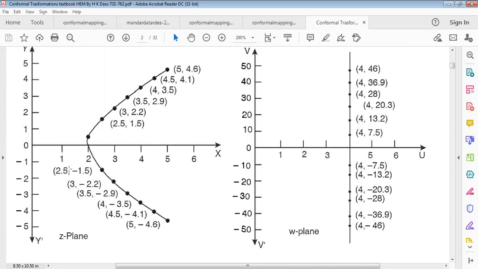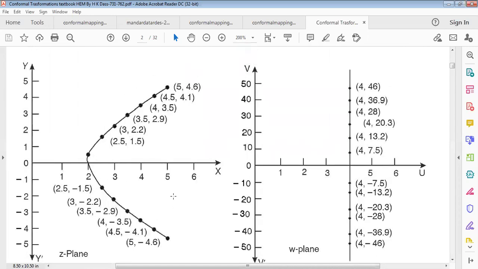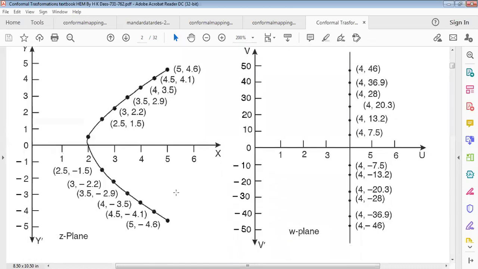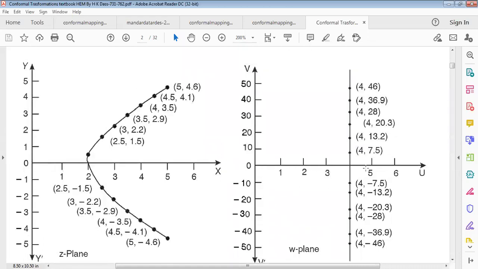2.5, minus 2.5, and 3, 2.2, and this is minus 2.2. 2.9, this is minus 2.9. Symmetric curve we get.